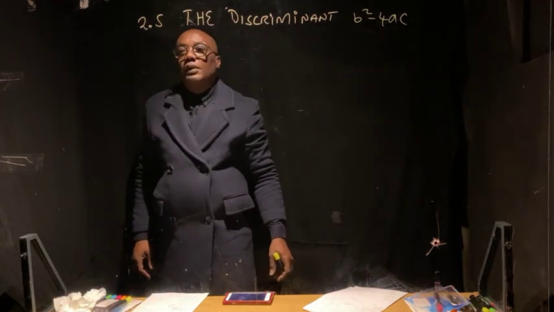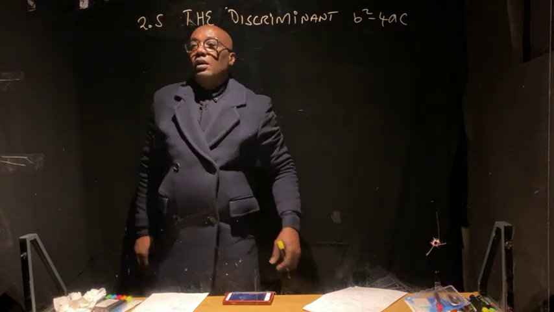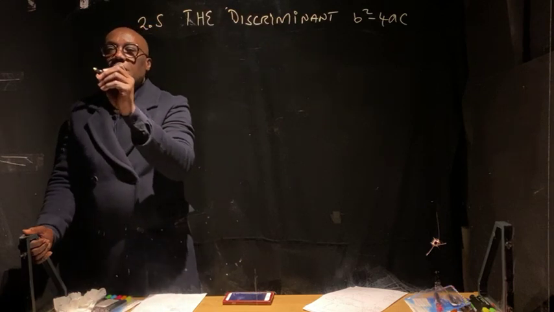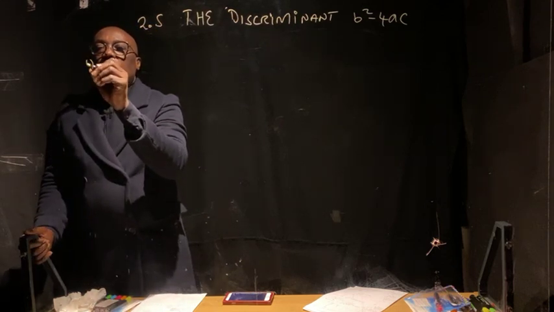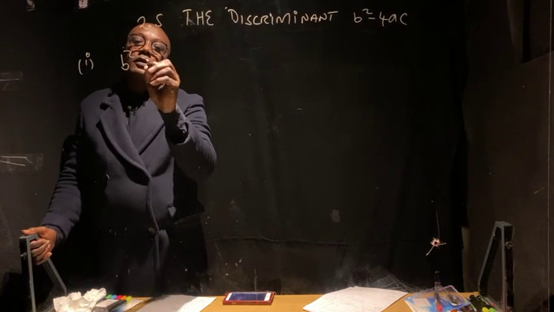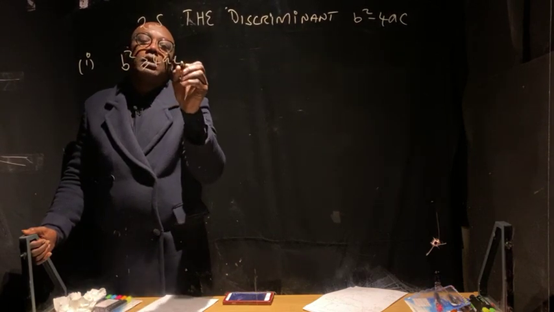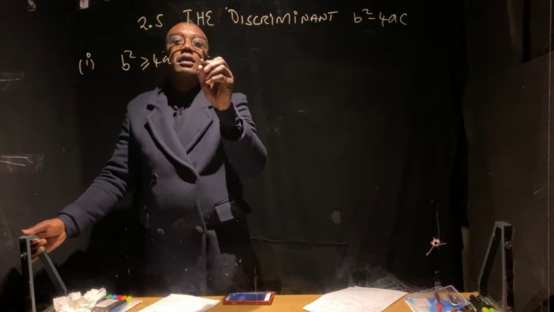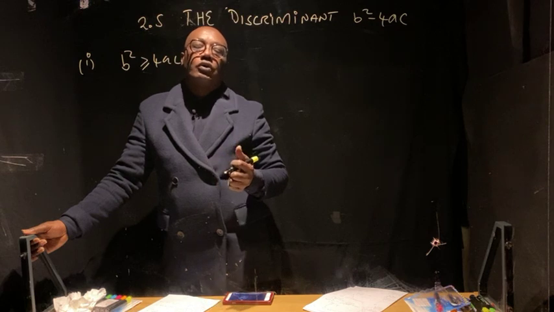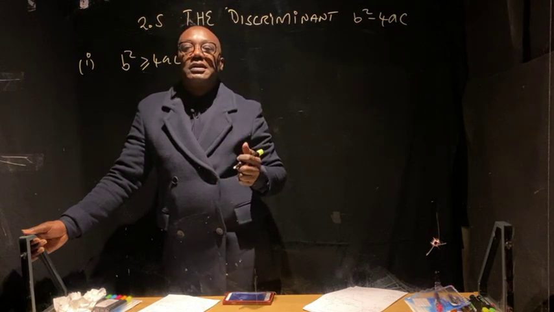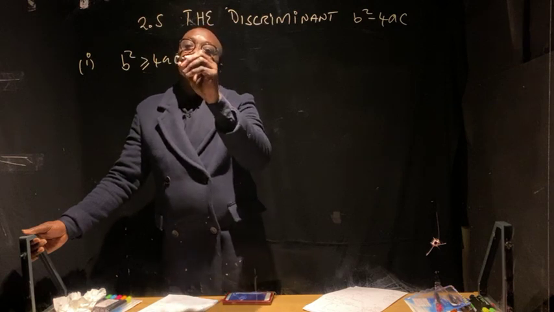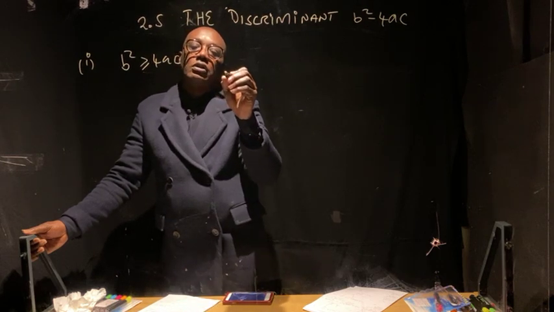The following will be the three basic discriminants that we are going to describe. About the first one: when the discriminant says that b squared is greater than or equal to 4ac, then it indicates that the given quadratic equation, which is of the form y equals ax squared plus bx plus c, has two equal and different roots. Sometimes we say two real and distinct roots.